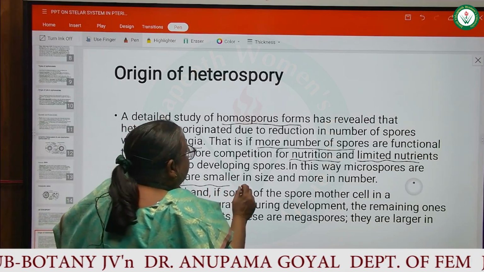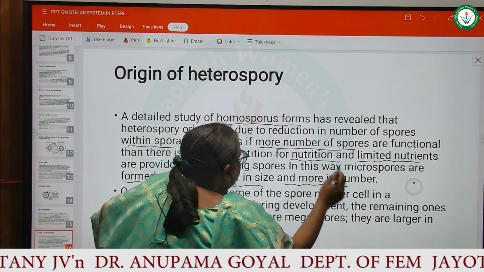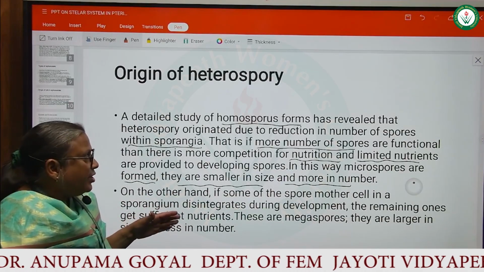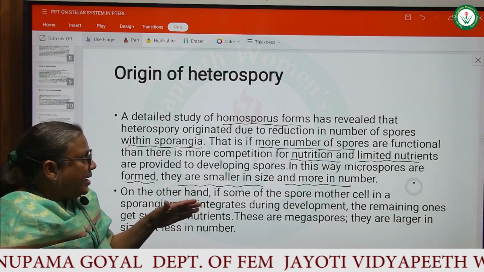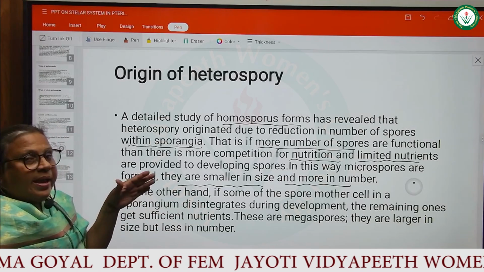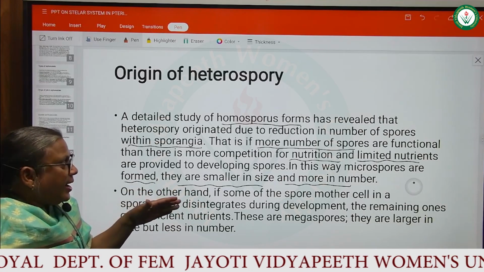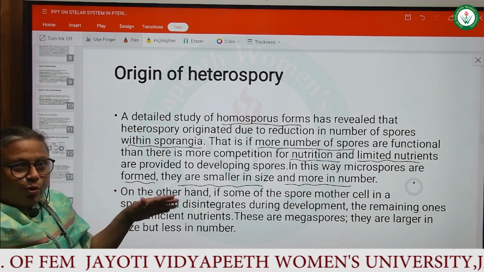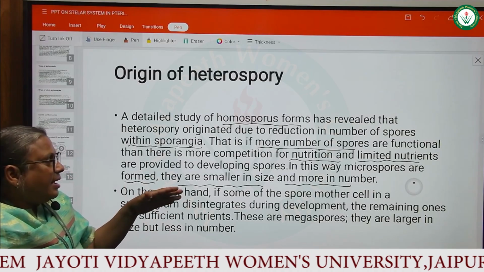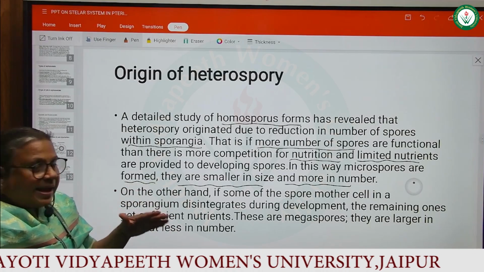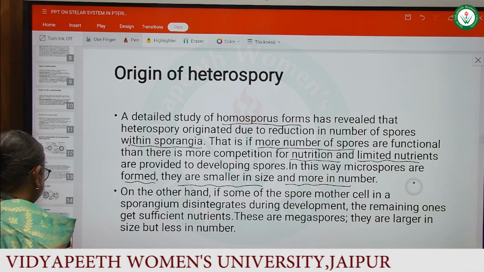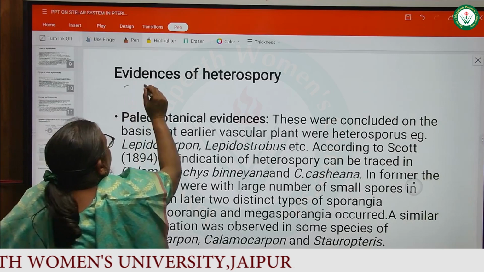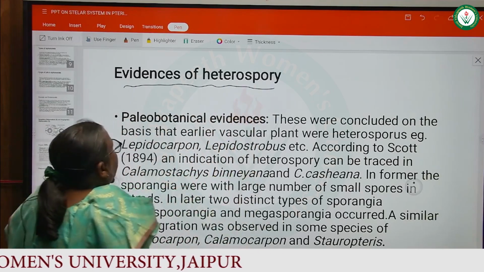They are smaller in size and they are more in number. On the other hand, if some of the spore mother cells in a sporangium disintegrate during development, the remaining ones get sufficient nutrients. These are the megaspores. They are larger in size but less in number. Now I talk about the evidences of heterospory.